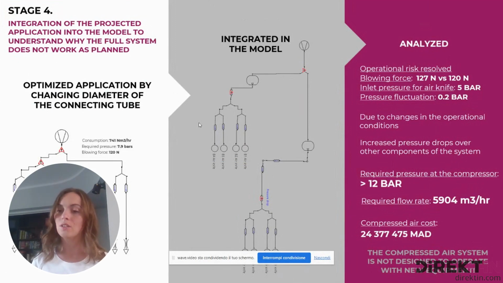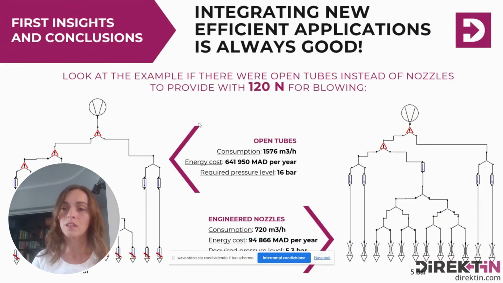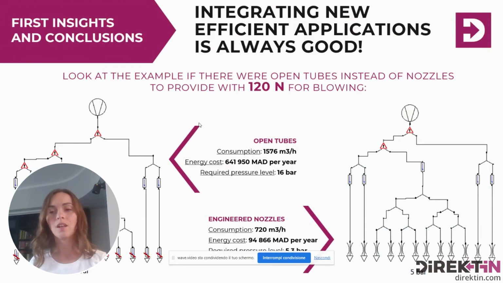The compressed air system is not designed to operate with this new equipment. And this is something we always need to remember. It's always good to integrate new efficient applications, replacing open pipes with efficient nozzles or cylinders with more efficient cylinders. But we always need to understand that the system has to be adapted to this, because the energy costs come from the pressure level at the compressor. They come from the resulting pressure drop, as well as the volumes that we need to fill in this system.